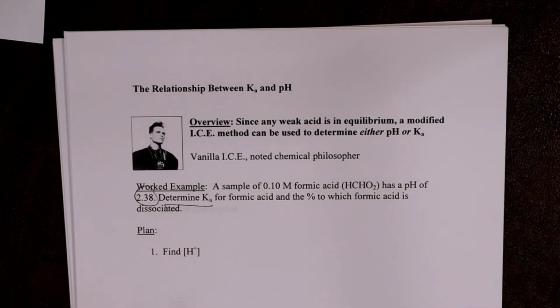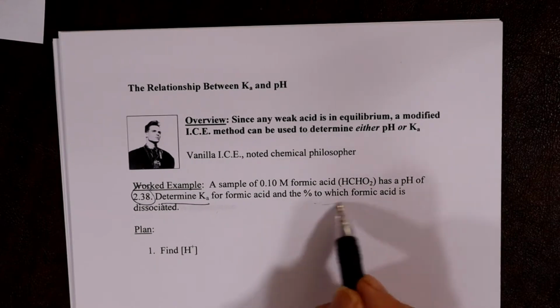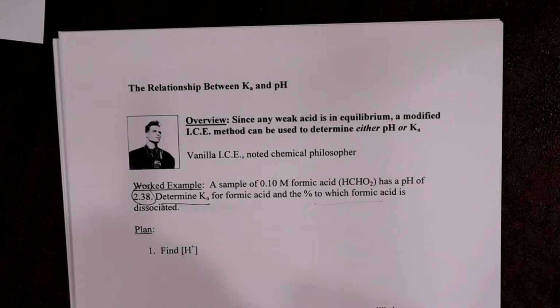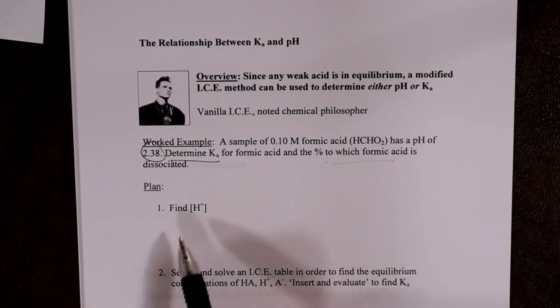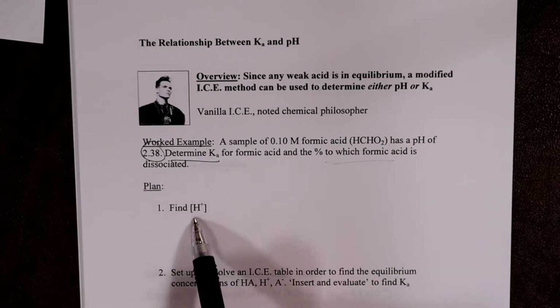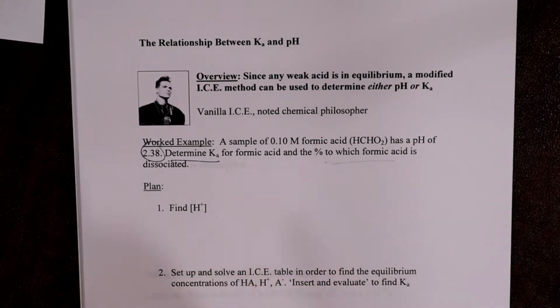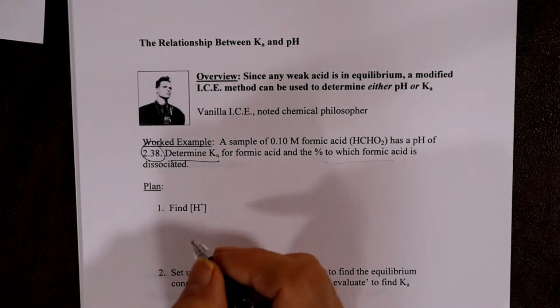Okay, and then once we've done that, we can find out the percent of dissociation, which is an interesting number. All right, so plan, do a couple of things. Find the H plus concentration from pH, and then, hey, once we've got the H plus concentration, that's a product, remember, in our ICE table, so we can then go run it backwards if you wish to find Ka. So find H plus first.